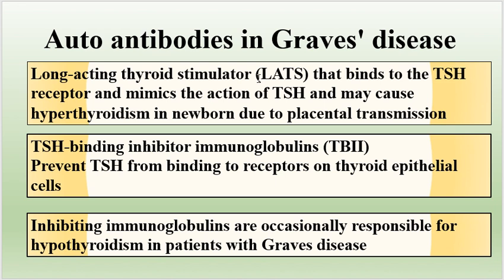Also in patients with hyperthyroidism or Graves' disease, thyroid stimulating hormone binding inhibitor immunoglobulin may be detected, and these antibodies prevent thyroid stimulating hormone from binding to receptors on thyroid epithelial cells. So these inhibiting immunoglobulins are occasionally responsible for hypothyroidism in patients with Graves' disease.